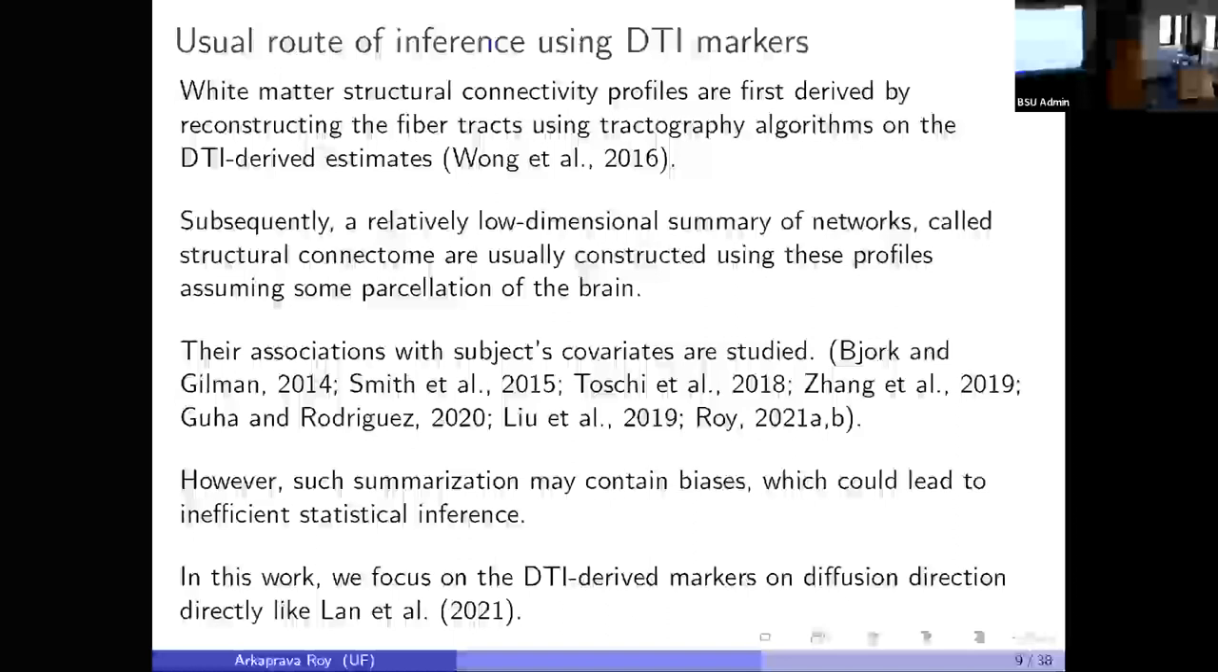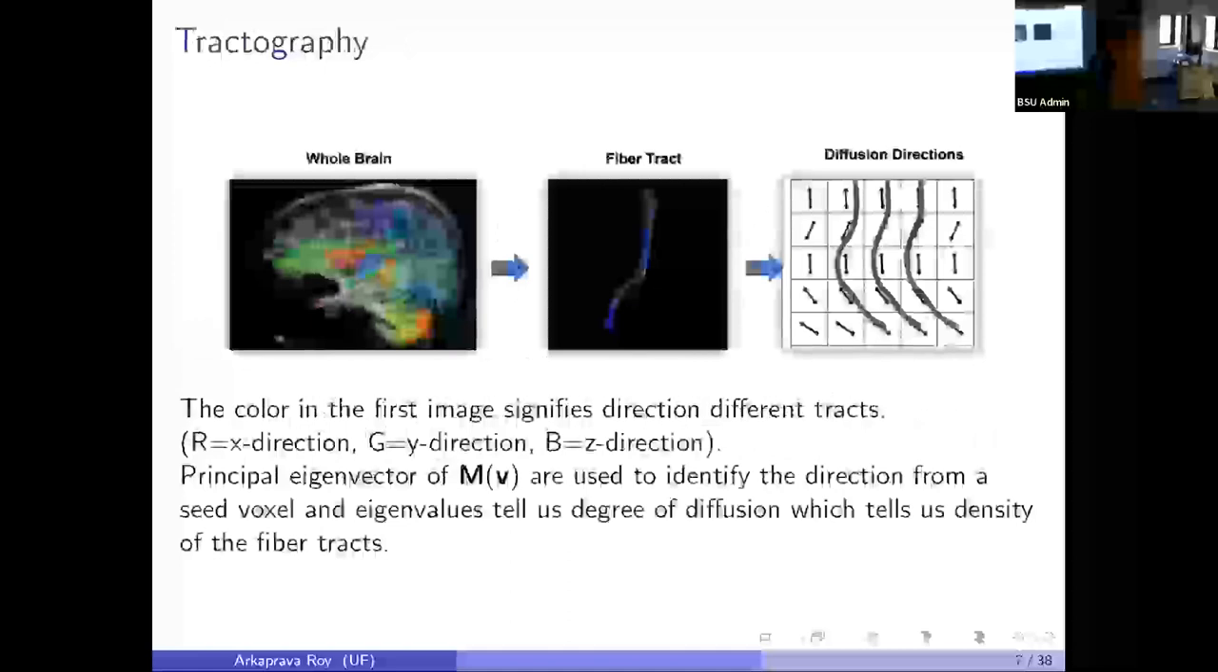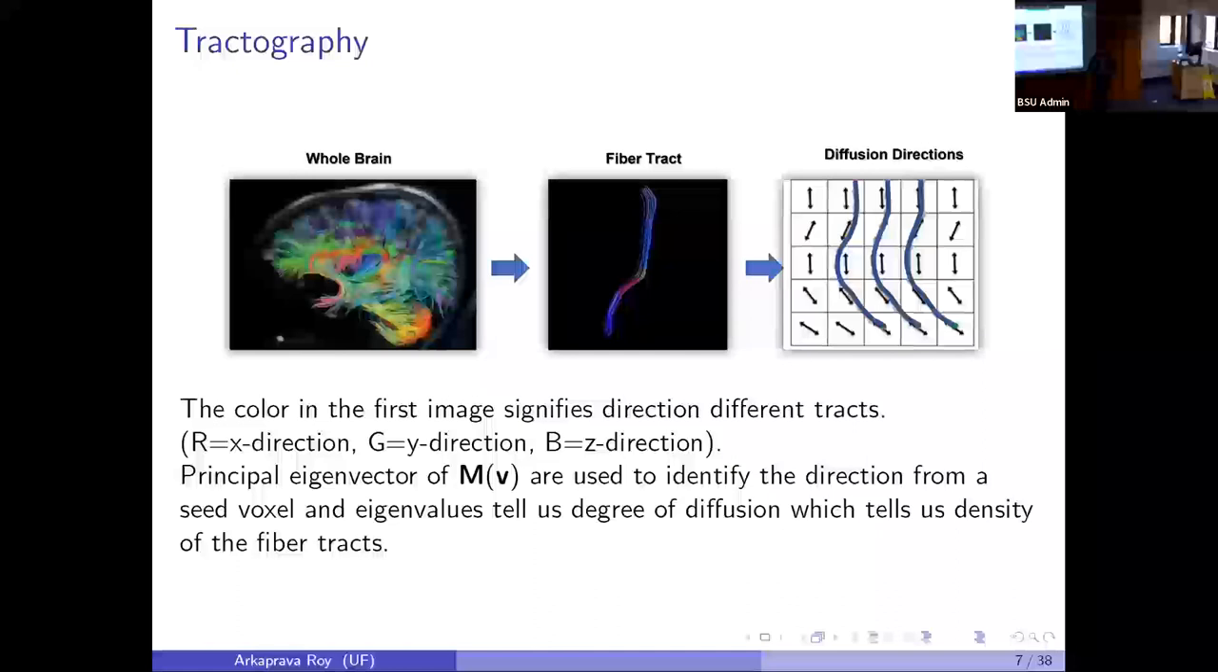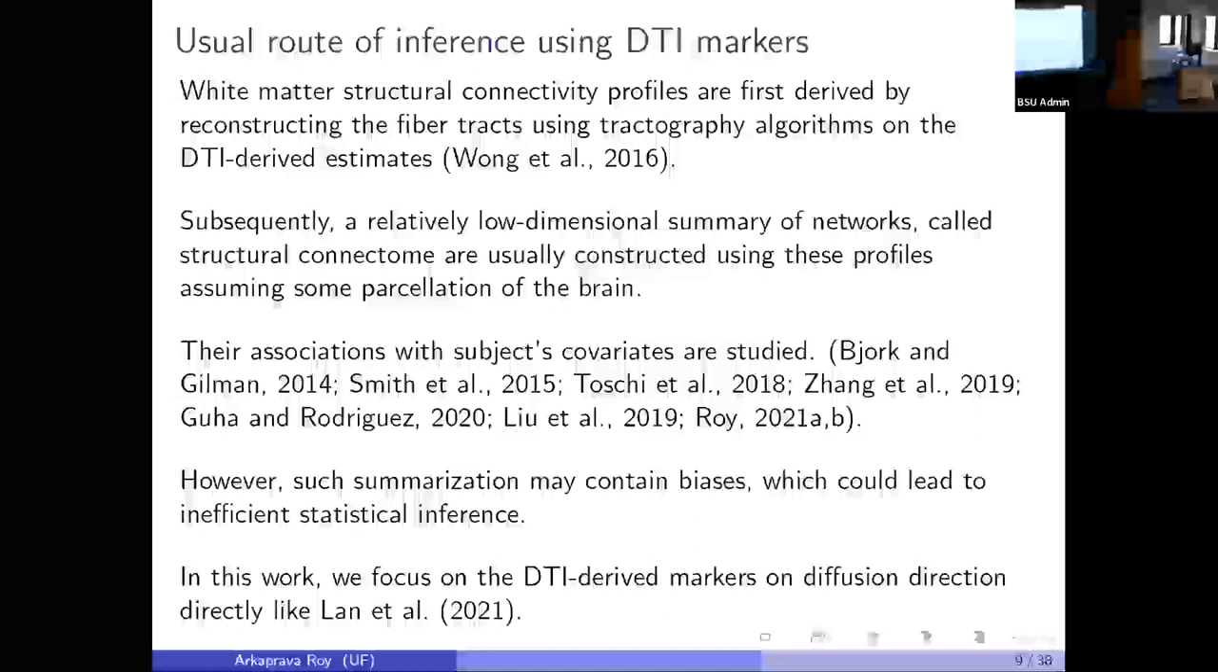But the issue with this kind of summarization is that you have the whole brain image data, which you are essentially summarizing into some matrices. That loses a lot of information during the low dimensional summarization. So that's why we try to use the image data directly instead of doing any kind of summarization.